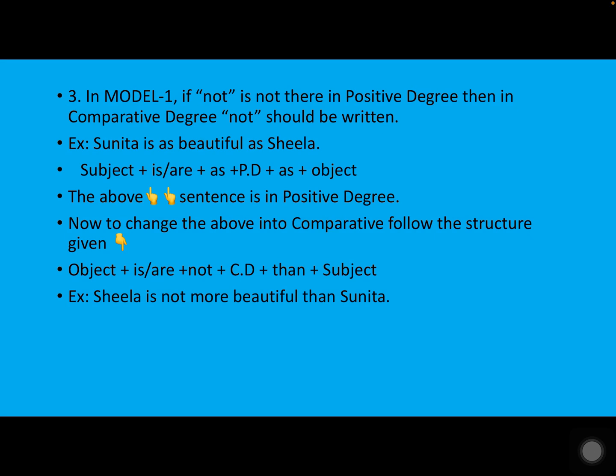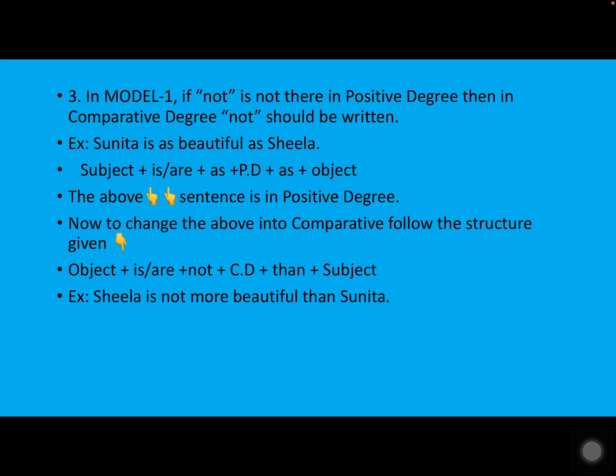So let us look at this example. Sunita is as beautiful as Sheila. Now this sentence is in positive degree. Subject plus verb plus as plus positive degree plus as plus Sheila, who becomes the object. Now the above sentence is in positive degree. We have to change it into the comparative. Then what comes? Bring the object first.